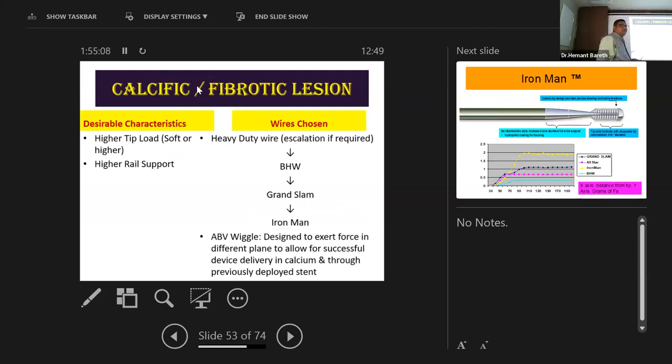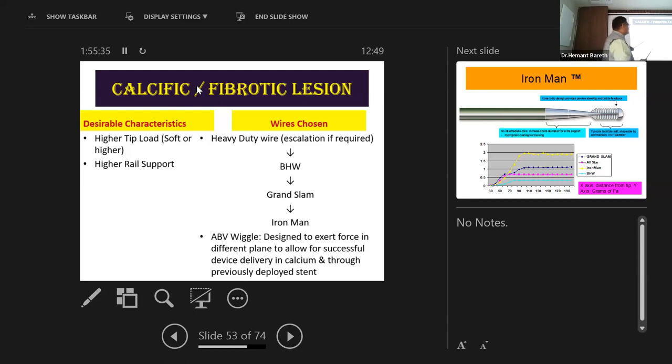But coming to the second type of lesions, which are the calcific or highly fibrotic lesions, what are the characteristics required? Of course, you require a higher tip load because you need to move across this fibrotic lesion, penetrate through that lesion, or take a different direction through that lesion. So you require a higher tip load and also a higher range support.